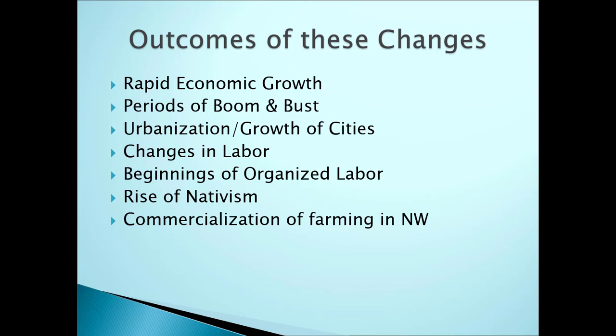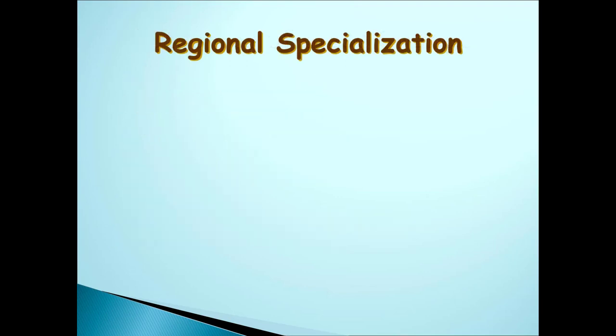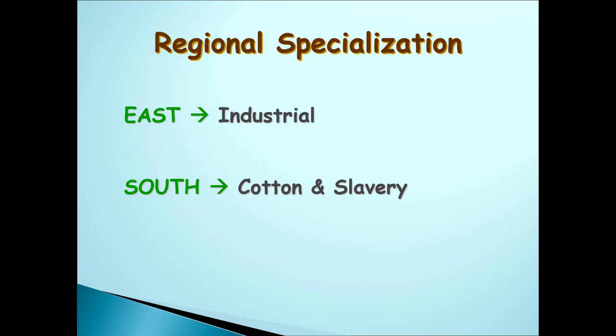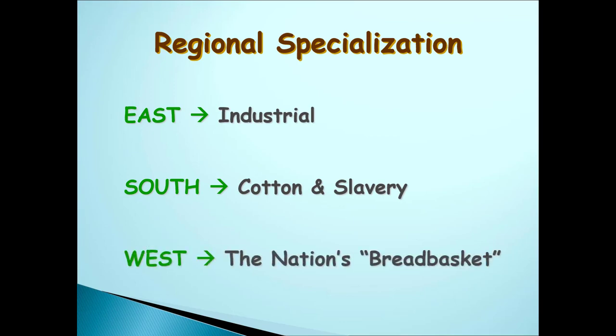You begin to see commercialization of farming in the Northwest, what we call agribusiness. And of course, there's some responses, both socially and culturally. They're not happy. So regional specialization. In the East, it's industrial. It's like the cotton mills and the plants and things. That's where the cotton goes that's grown in the South. In the South, you've got cotton and slavery. The West is known as the nation's breadbasket because they don't have factories. They're just growing corn and wheat and things that we need in the South and in the East.